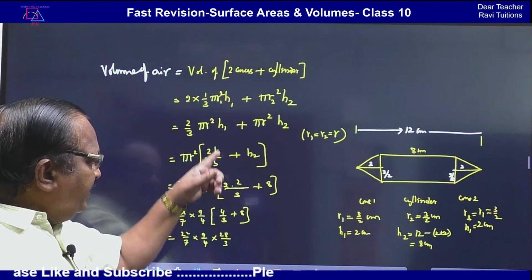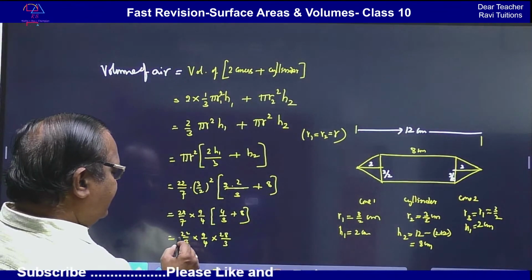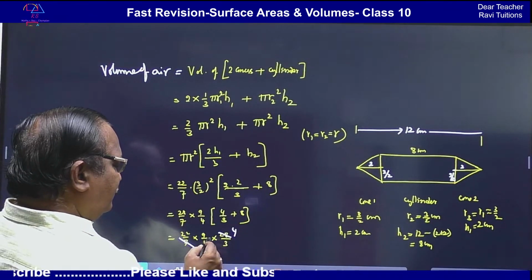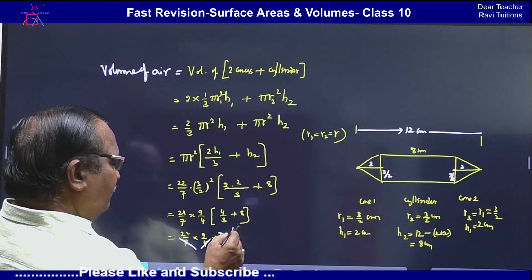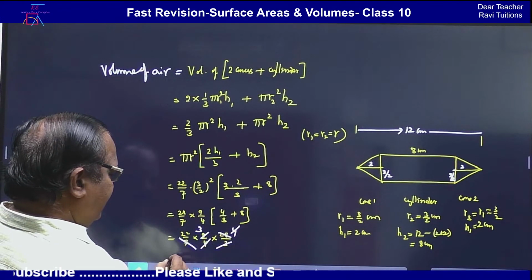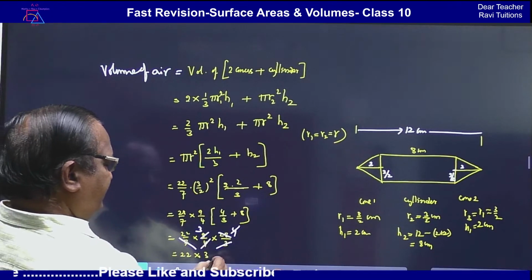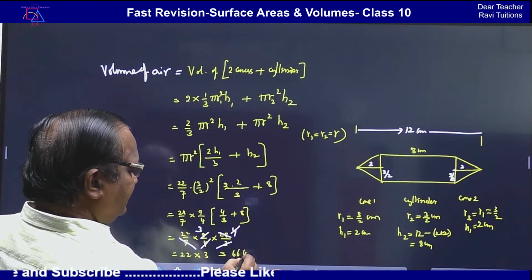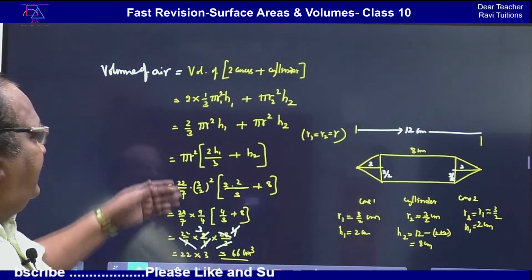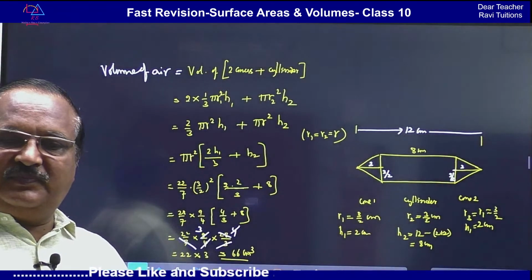After putting everything like this, then you start cancellation. This 7 in 28 4 times, and this 4 and 4 will get cancelled. This 3 in 3 times. So denominators are cancelled. So what is left on the top? 22 into 3. So it's equal to 66 centimeter cube. This is the volume of air contained in this solid figure.